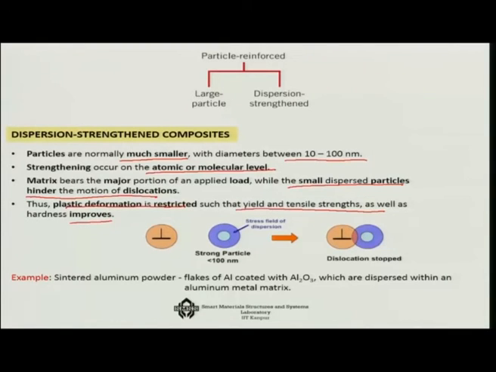So, one of the examples is the sintered aluminum powder, and flakes of aluminum coated with Al2O3. These are dispersed within an aluminum metal matrix to get ceramic metal composites or CMCs. So, this is one of the examples of dispersion strength composite.